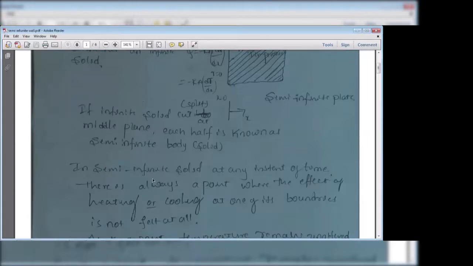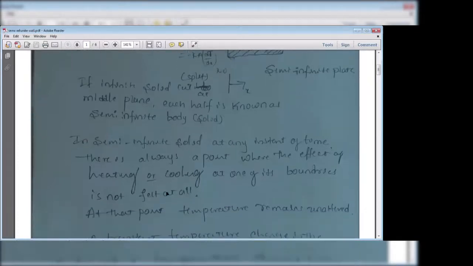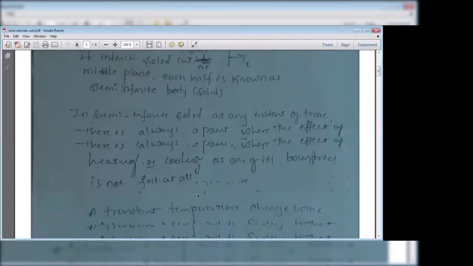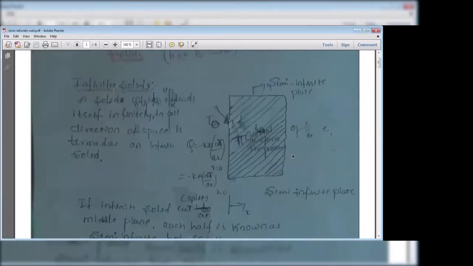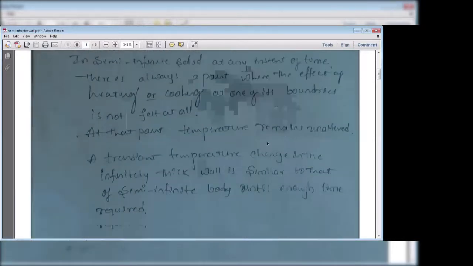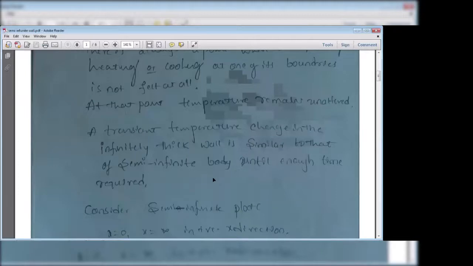That's why in the semi-infinite solid, at any instant of time there is always a point, meaning at the boundary, where the effect of heating or cooling at one of its boundaries is not felt at all. So at any point of the boundary, the temperature remains unaltered. We are calculating a transient temperature here.